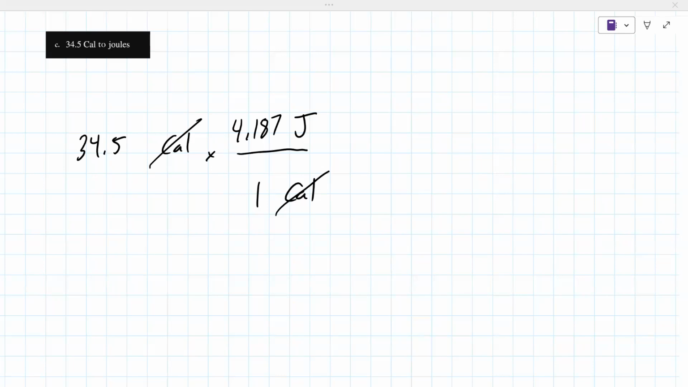All right, so you have to multiply those two numbers, and then again round to 3 decimal places. It is 144. And what are the units? Joules. Okay, why don't you try the last one there on your own?